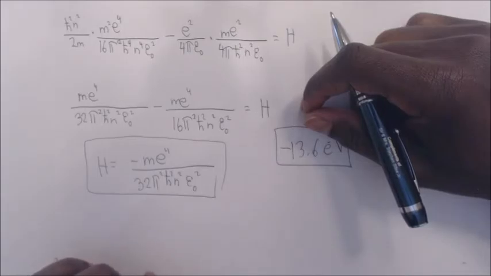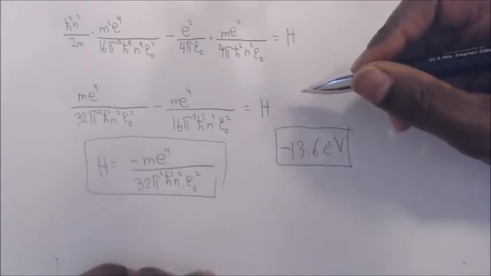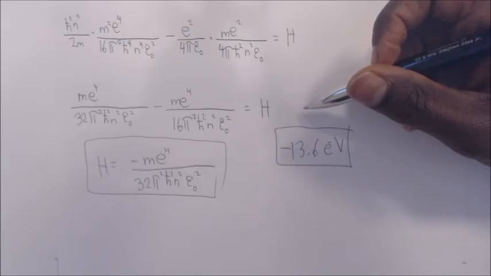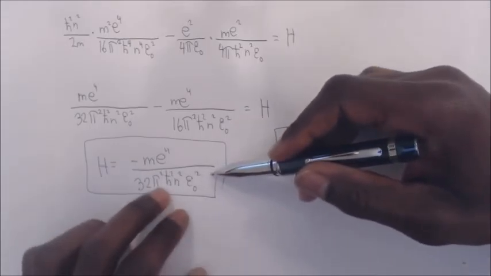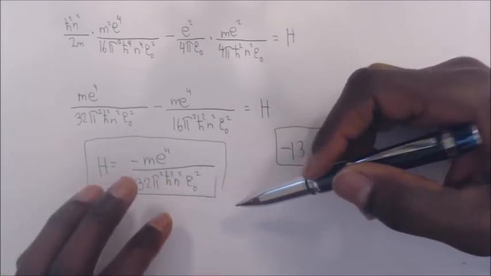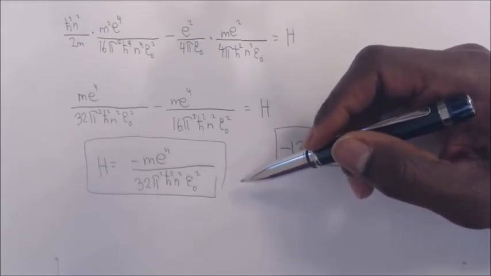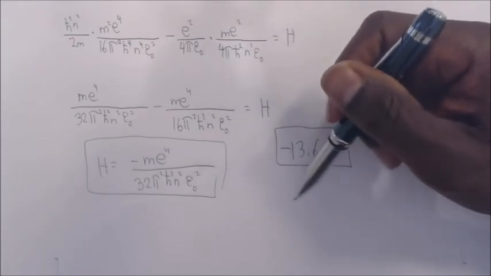Also, the only variable left in the formula is n, which can only have integer values. This means that the energy level of the hydrogen atom in a bound state is quantized, and essentially that's why it's called quantum mechanics, because the energy can only have discrete values.